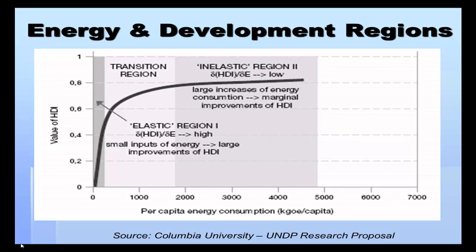Now you can see the elastic region of the curve, where the change in the HDI versus the change in energy is very high, because small amounts of commercial energy change give rise to relatively high amounts of HDI increases. And then you have the inelastic region, where large increases of energy consumption are correlated with really marginal improvements in HDI. The energy doesn't seem to be the key factor. Other things become more important. And of course, there's a transition zone where it's sort of in between.